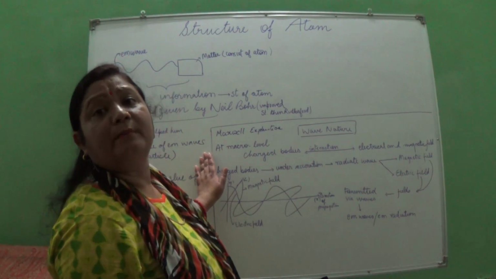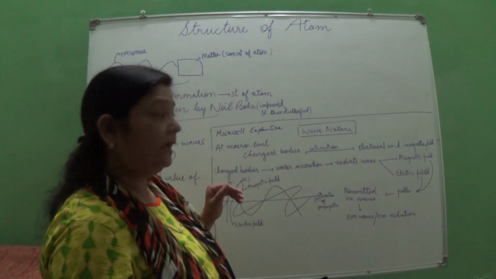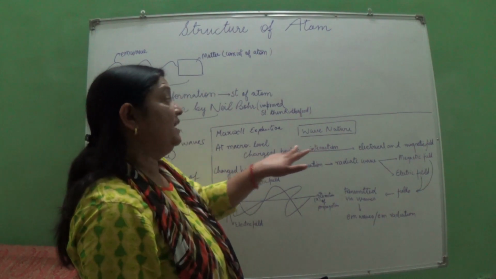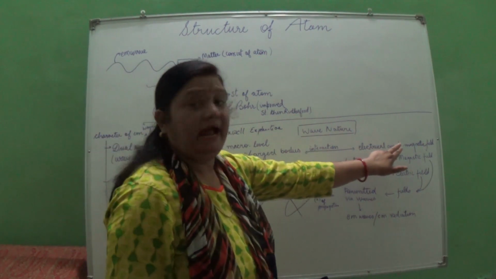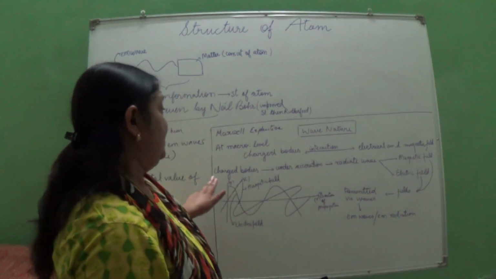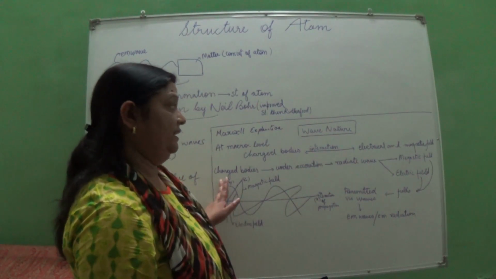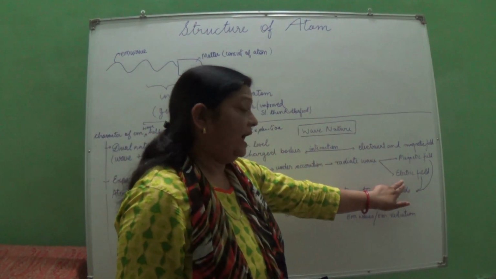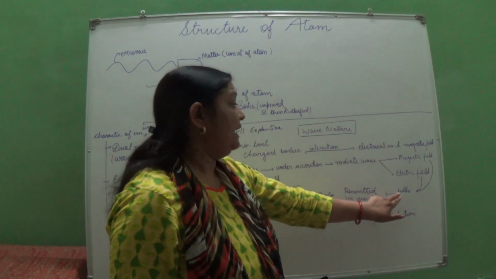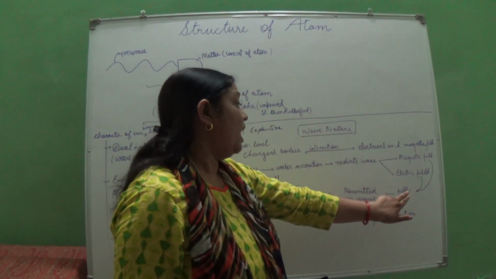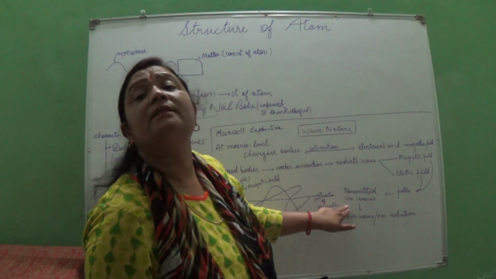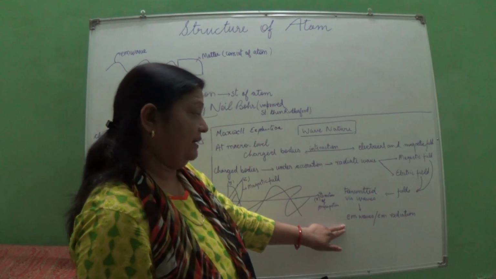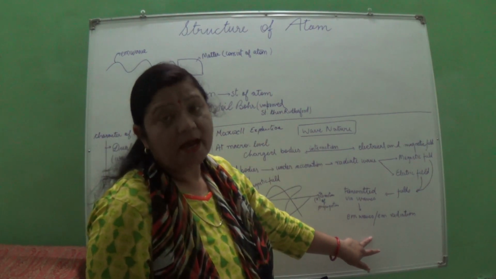He took it at the macro level. Macro means big. He described the behavior when charged bodies interact with electric and magnetic fields. He said that charged bodies under acceleration radiate waves in the form of magnetic field and electric field. And these magnetic and electric fields are transmitted through what? The waves. These waves are nothing but the electromagnetic waves or electromagnetic radiation.